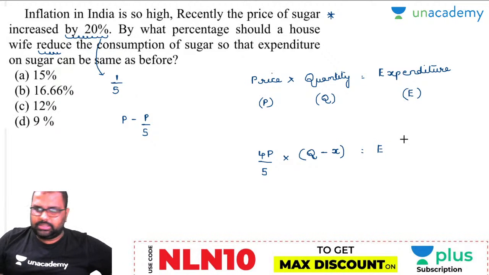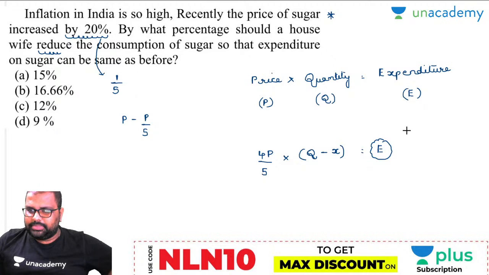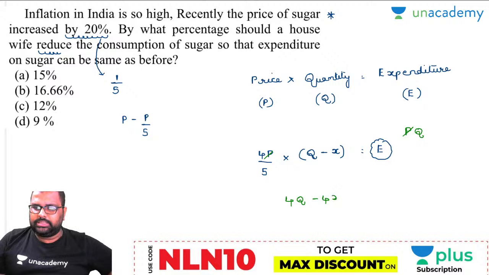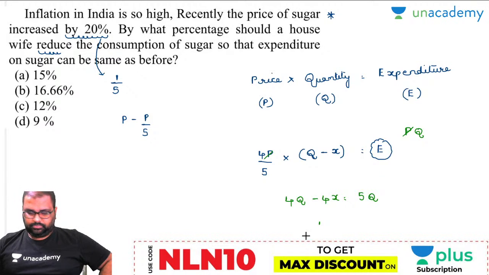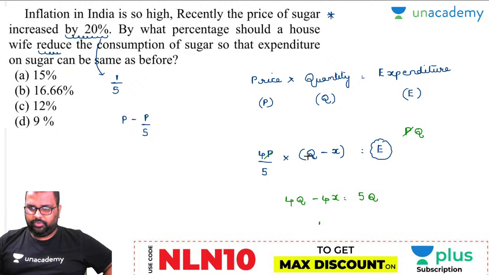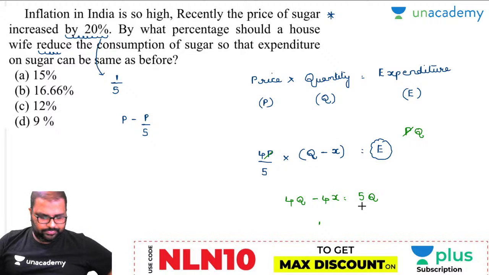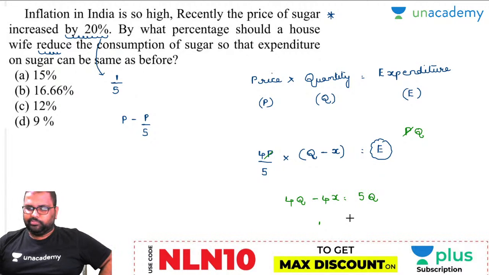Now what I will do is, in the place of E, can I substitute P into Q? I can substitute P into Q. Now here P gets cancelled. At last what happens there? 4Q minus 4X is equal to 5Q. Now what will be your answer there? Is there anything that I have done mistake there? 4Q minus 4X is equal to 5Q.